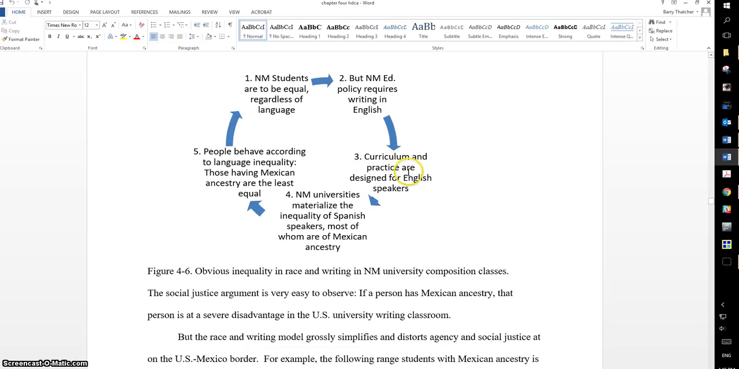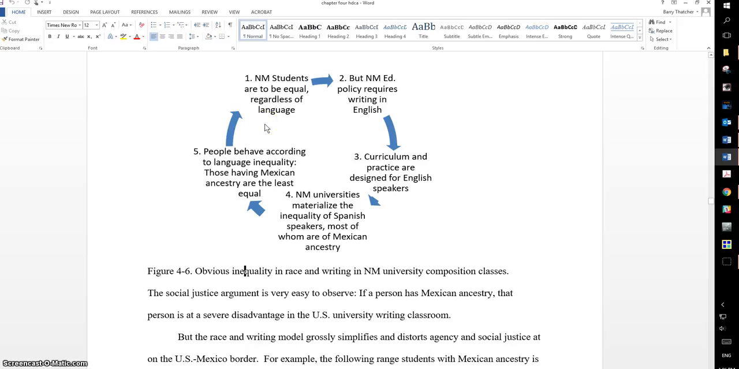Curriculum and practice are designed for English speakers, so New Mexican universities materialize the inequality of Spanish speakers, most of whom are of Mexican ancestry, and then people behave according to language inequality. Those having Mexican ancestry are the least equal, and that contradicts this statement. But what a human capability approach says in this is, okay, what are you going to do about it, number 1? Number 2, are all people going to agree with this? And number 3 is, what if people contradict, or what happens? But this is a really predominant approach in social justice.